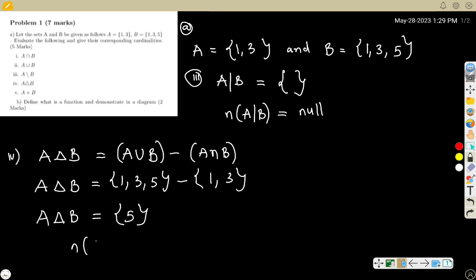So the cardinality of A difference B is 1. I have one number inside. So that's it. If you have minus, it's not the normal minus, but it means the same elements, cross them out, then 5 remains. So from A union B remove A intersection B. A union B is 1, 3, 5. So remove 1, 3, so it remains 5. So that is the answer. So 5.